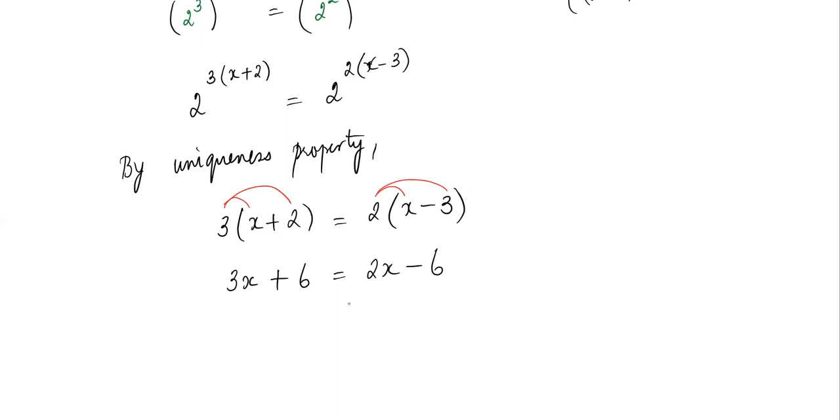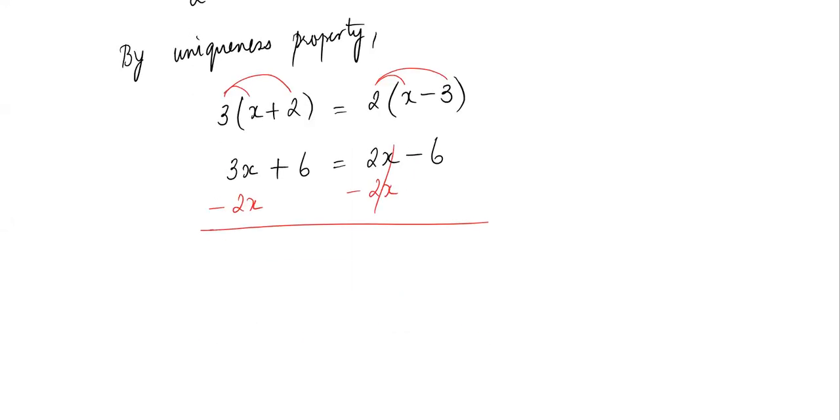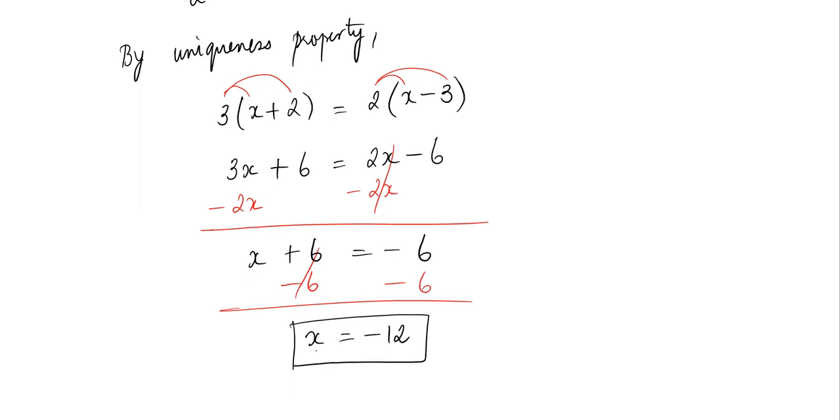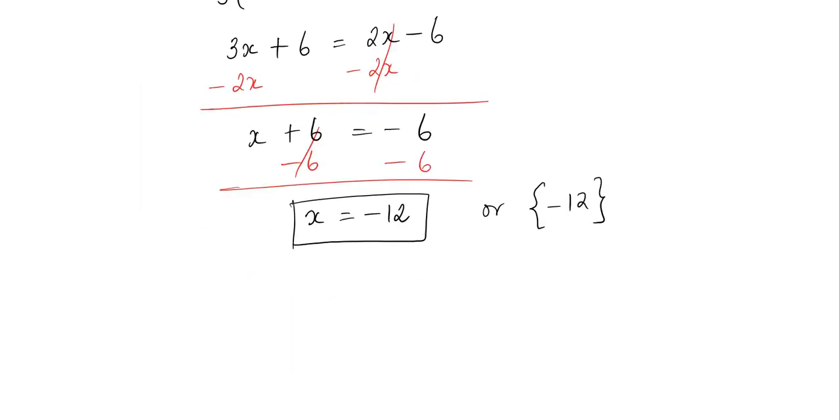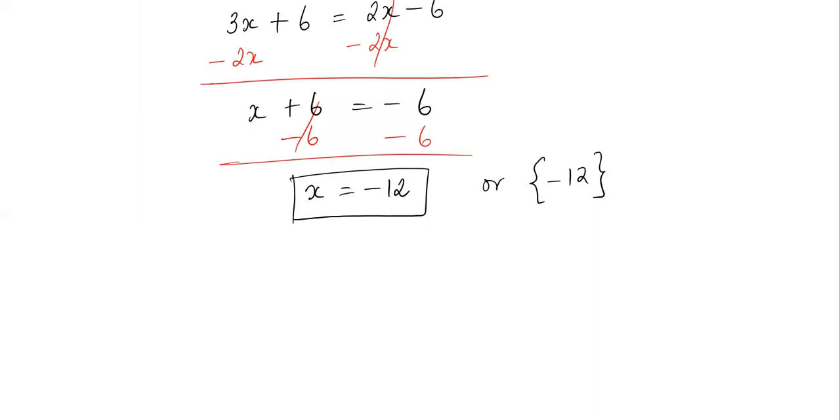Right? And remember, you can only add the like terms. So 3x minus 2x is an x, plus 6 equals minus 6. Because you got all your x's on the left, move all your constants to the right. x equals negative 12. So this can be your answer, or you could write it in the set notation as curly brackets negative 12.